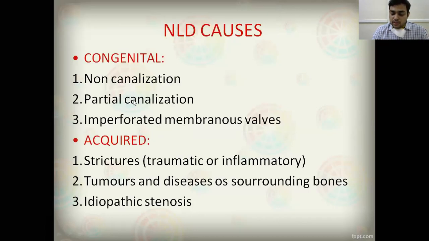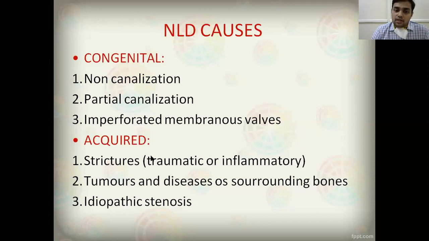So what is next after the lacrimal sac? What is the next part? That is the nasolacrimal duct. What are the nasolacrimal duct causes? It also may be due to congenital or acquired causes. The congenital causes are due to non-canalization of the nasolacrimal duct, or due to partial canalization, or due to the presence of imperforate membrane walls.